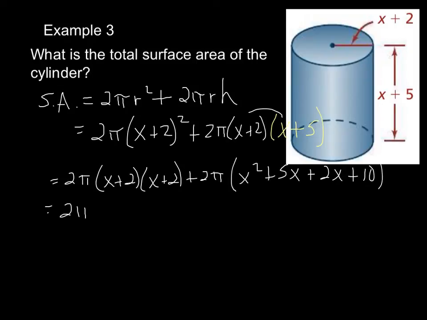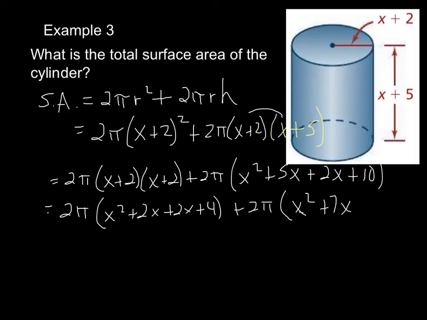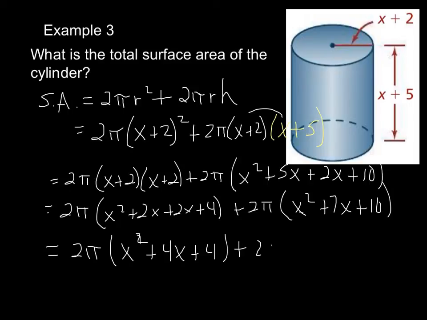So we're going to keep simplifying. When I multiply the x plus 2's together, I'll have x squared plus 2x plus 2x plus 4, plus 2 pi times x squared plus 7x plus 10. Okay. And if we go one more step here, we've got 2 pi times x squared plus 4x plus 4 plus 2 pi times x squared plus 7x plus 10.